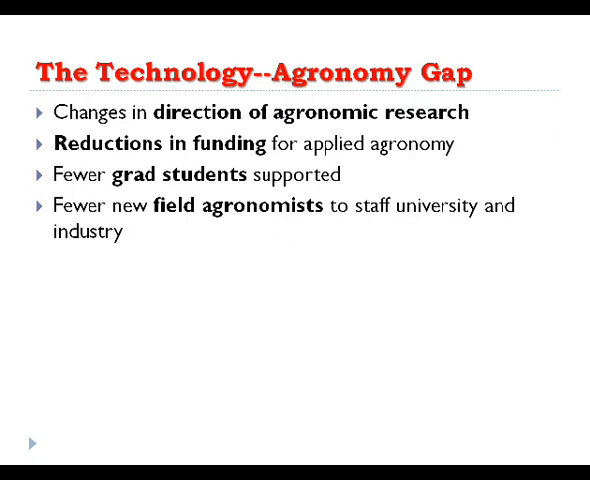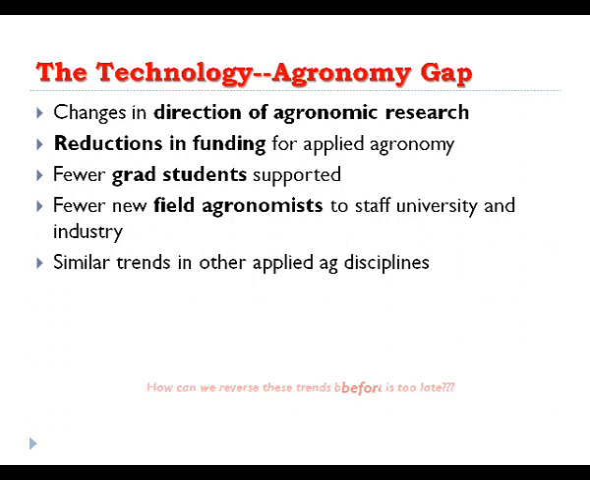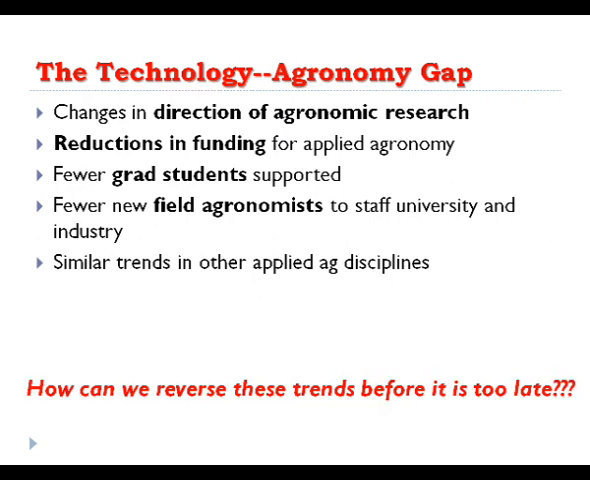At one point a year ago, I was talking to a friend at Monsanto, and he said they were looking for 300 field agronomists. And it was very difficult to figure out where those were going to come from, because we'd add up all the ones being trained in the universities. At that point, there weren't enough to fill those positions, and that's just one company. Similar trends are happening in other applied ag disciplines and animal science and ag engineering and so forth. Can we reverse that trend before it's too late? That's a big question we're trying to answer.